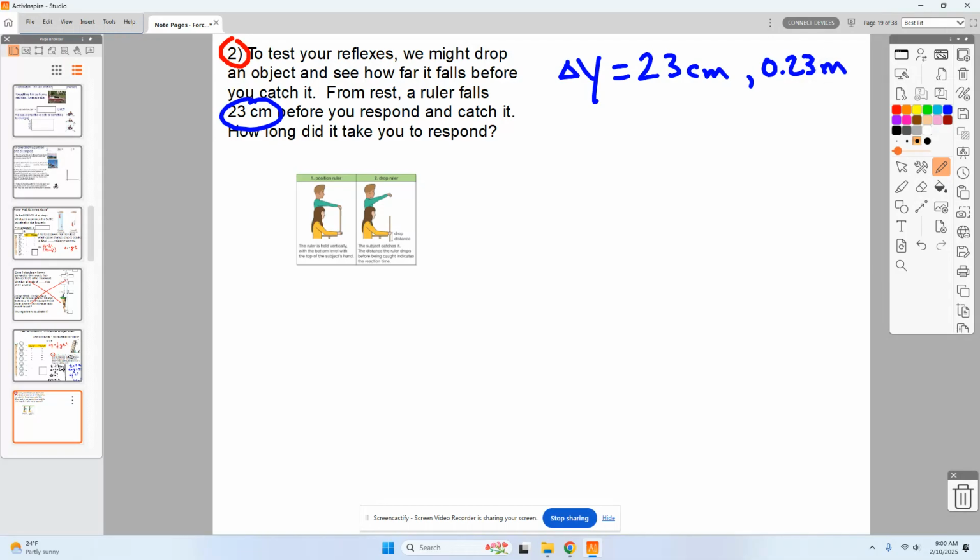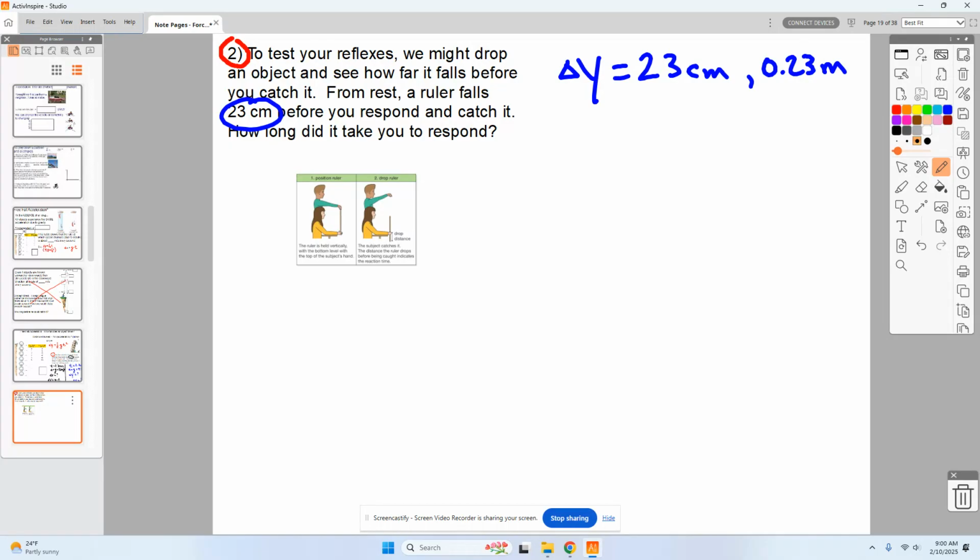Now, one of the things we need to get comfortable with is that the units we use matter. We have to be concerned about what those units are. 23 centimeters is about that distance there. It's 0.23 of an entire meter. So centi is sort of short for century. You might think of century as 100. So there's 100 centimeters in a meter. So if we measure a 23 centimeter drop, that'd be equivalent to 0.23 meters.